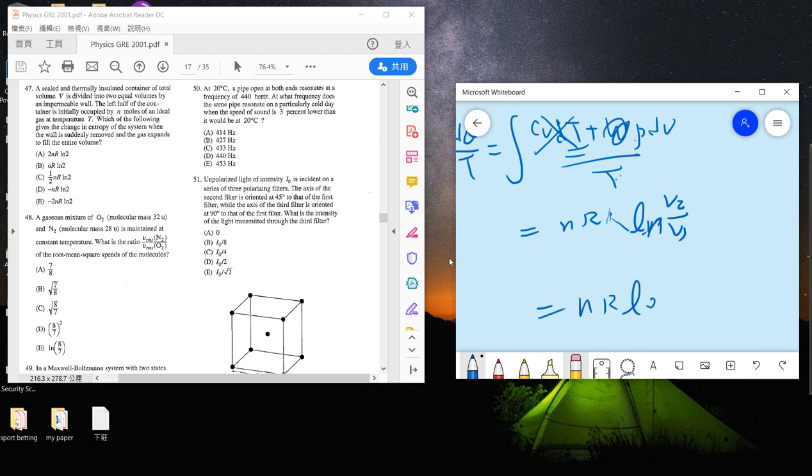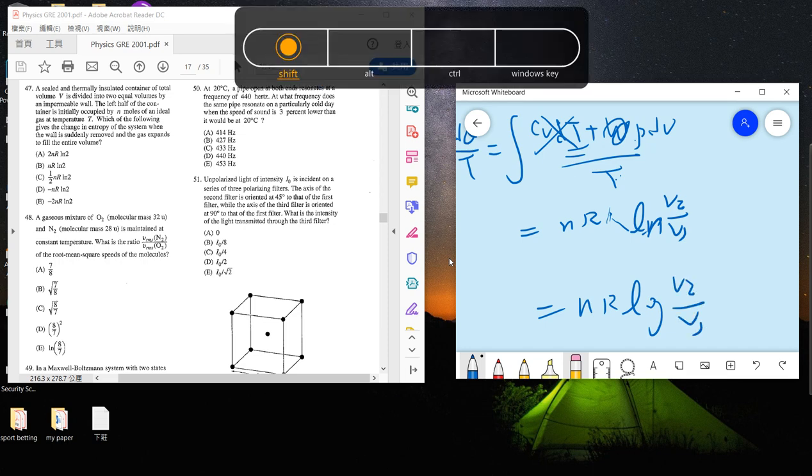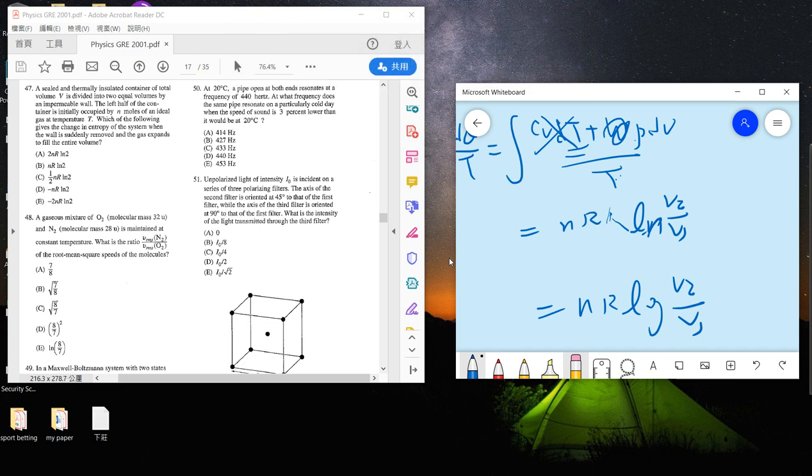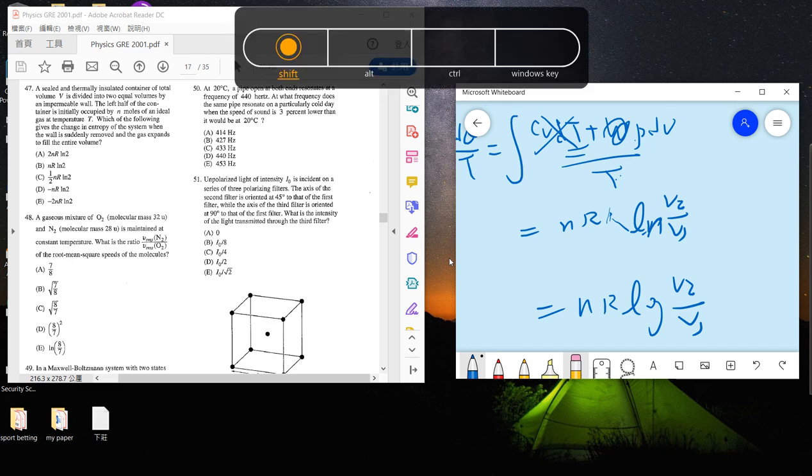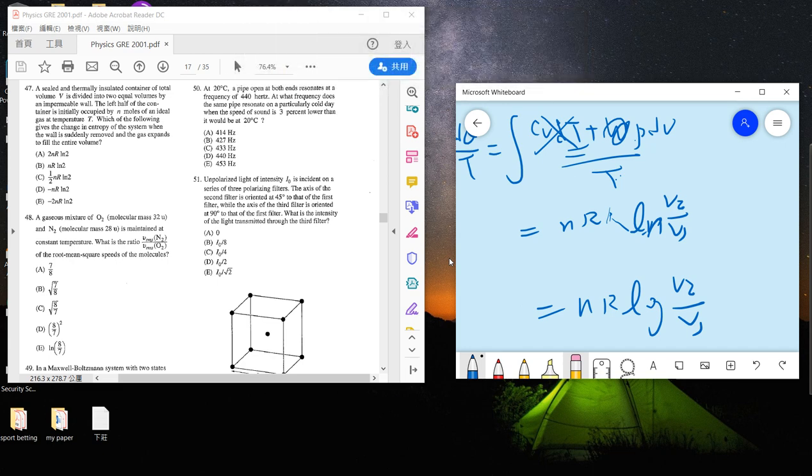Okay, so let me write clearly. Okay, so the answer is V2 divided by V1 is 2, so nR log 2. So the answer is B.